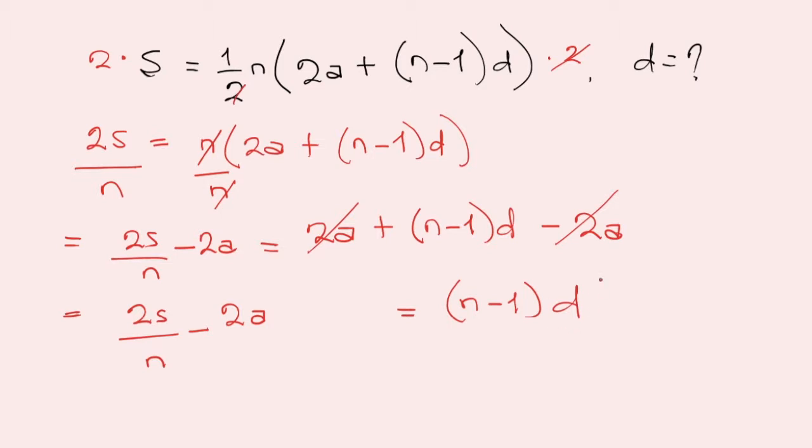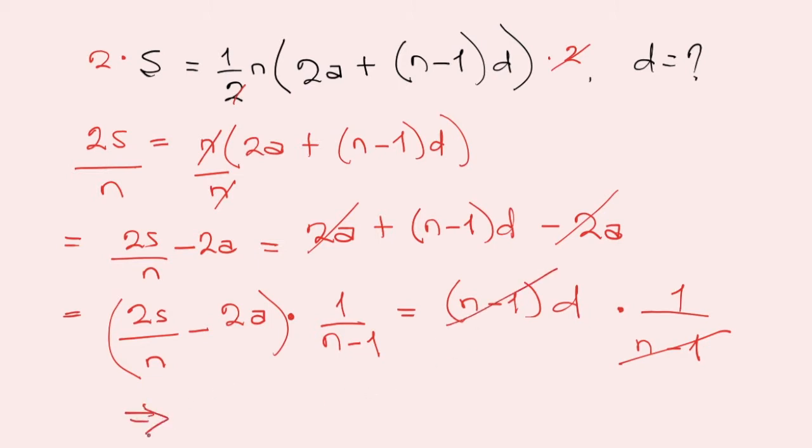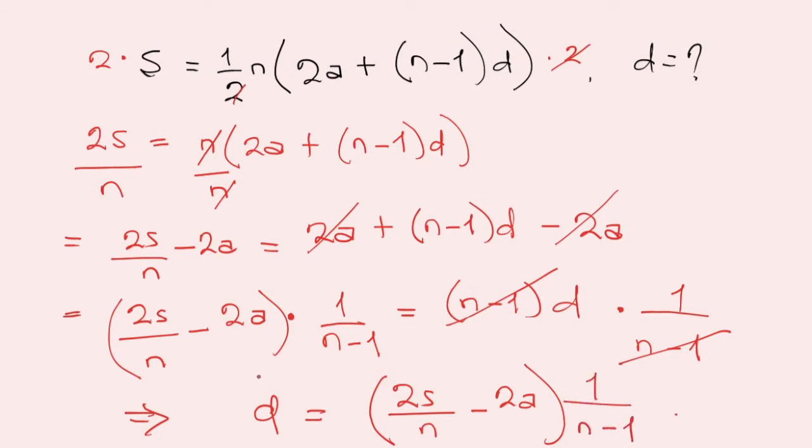Now to isolate d on this side alone, we need to divide both sides by n minus 1. And that's the same as multiplying it by n minus 1 and multiplying everything here by n minus 1. So n minus 1 cancels out n minus 1, and we're left with d equals 2s over n minus 2a multiplied by n minus 1. And that is our final answer.